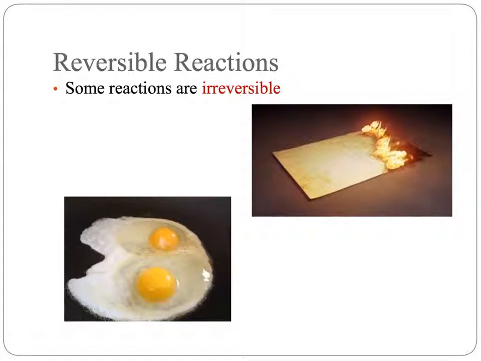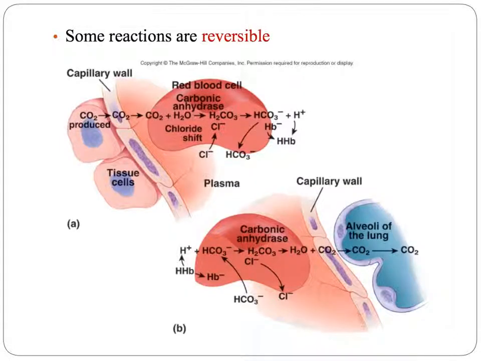Now, many reactions are irreversible. You can't go backwards. We can't burn up a piece of paper and then recreate that paper. When you fry an egg, you're changing the proteins in the egg white from the clear water-soluble to the solid white water-insoluble proteins, and we can't unfry an egg. But many other reactions are reversible, and these are very important reactions in many of our biological systems.